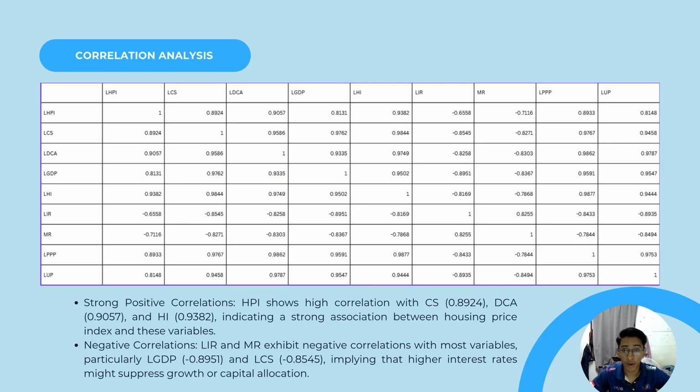So next, let's talk about my correlation analysis, where there are strong positive correlations and negative correlations. The variables that show strong positive correlation: HPI shows high correlation with consumer spending, domestic credit availability and household income. This indicates a strong association between the housing price index and these variables. The negative correlations: lending interest rate and mortgage rate exhibit negative correlation with most variables, particularly gross domestic product and consumer spending, implying that higher interest rates might suppress growth or capital allocation.